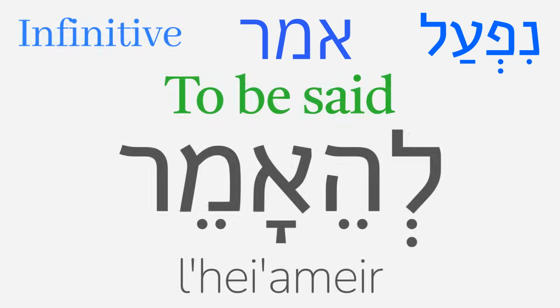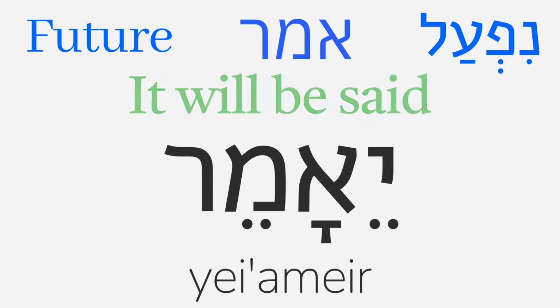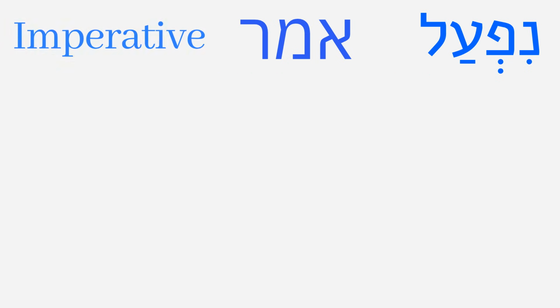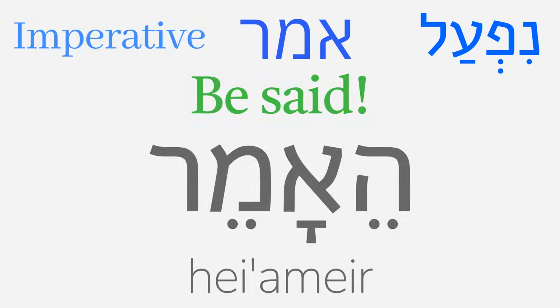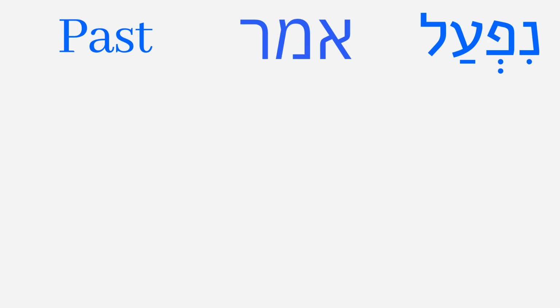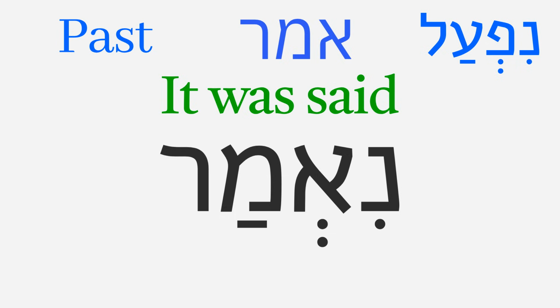This change also happens with the future tense, as in yeamer, it will be said, and the imperative, heamer, be said. The past and present tenses do something similar. The verb it was said, speaking about a masculine it, would have the regular Niphal past tense vowels, hirik on nun prefix, shva on first root letter, and patach on second root letter, were it not for the first guttural.